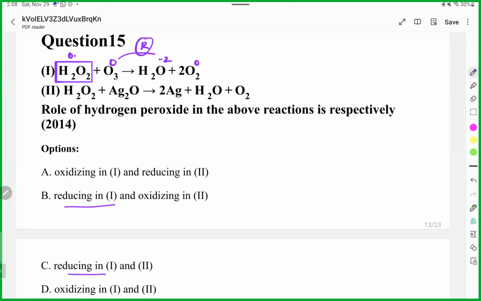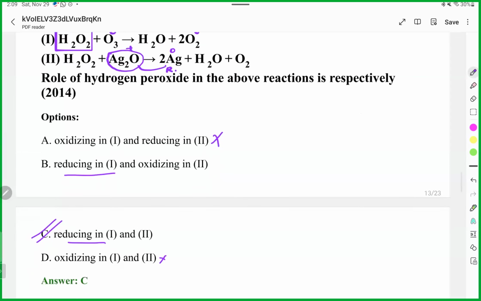So you can eliminate these two. In this situation, what is happening to the silver? +1 to 0, right? Reduction. So it is a reducing agent again. Can we see the right answer? Yes. It is causing reduction of another, that's why it is reducing. Itself undergoes oxidation. Tell me, guys, is this chapter really difficult?